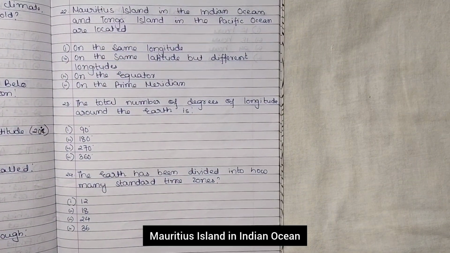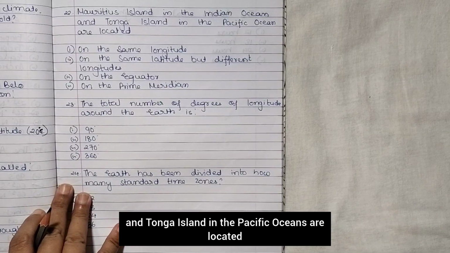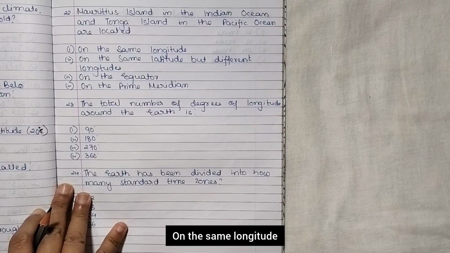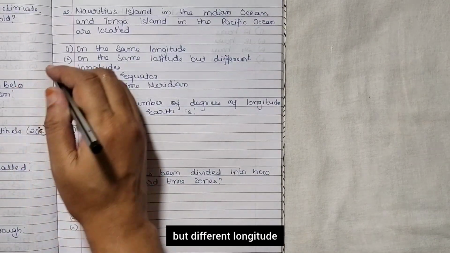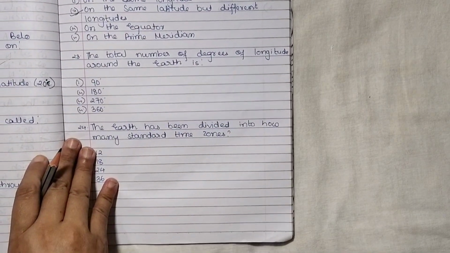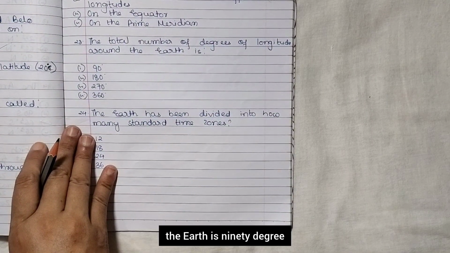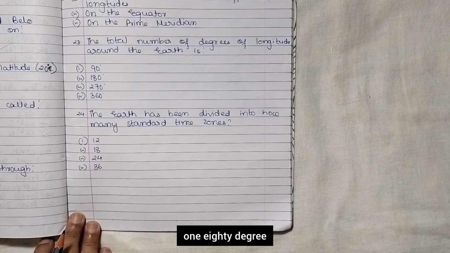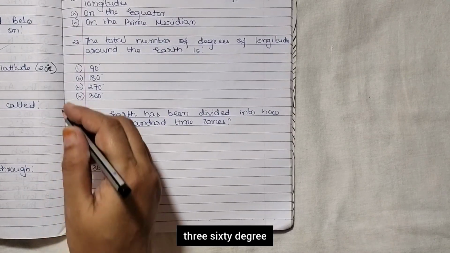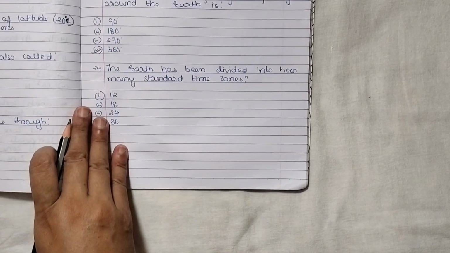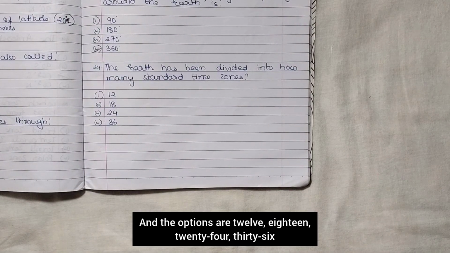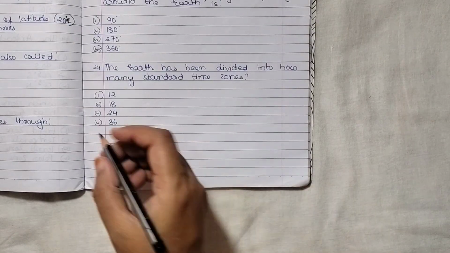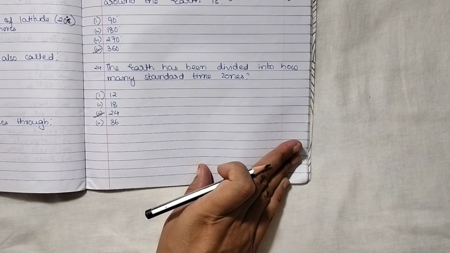Mauritius Island in Indian Ocean and Tonga Island in the Pacific Ocean are located on the same longitude, on the same latitude but different longitude, on the equator, on the prime meridian. So they are on the same latitude but different longitude. The total number of degrees of longitude around the earth is 90 degree, 180 degree, 270 degree, 360 degree. 360 degree. The earth has been divided into how many standard time zones? And the options are 12, 18, 24, 36. 24, right?